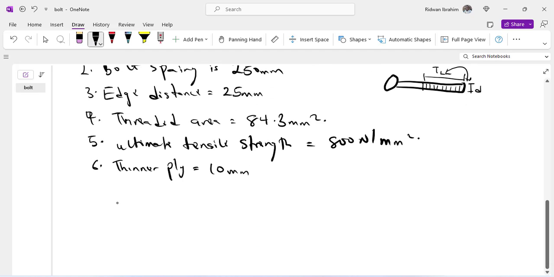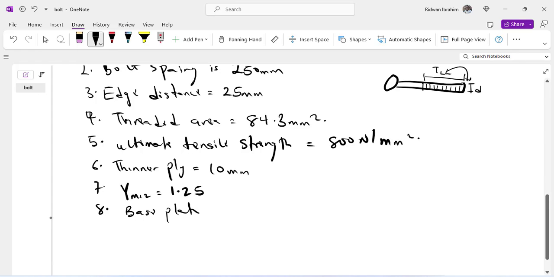So we go to the seventh parameter. The seventh parameter is the partial factor of safety. The partial factor of safety is just 1.25. That is like a constant. Okay, so number 8, that will be the grade of our base plate. I think we've done that earlier.